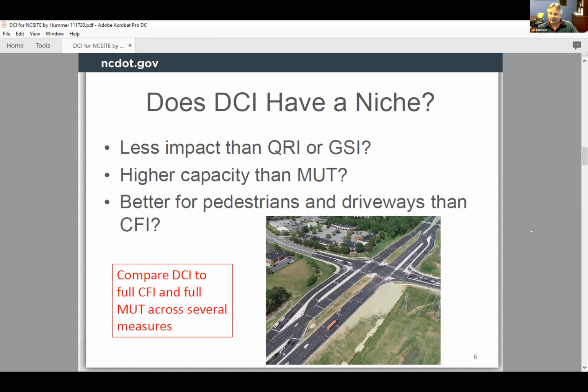Will it have less impact than a quadrant or a grade separated intersection? Almost certainly. Will it have higher capacity than median U-turn? Almost certainly. And will it be better for pedestrians and driveways than a CFI? Yeah, pretty sure of that too. So I think at first glance, qualitatively anyway, there might be a spot for the DCI. And in the next few slides, I'll go into that case quantitatively.